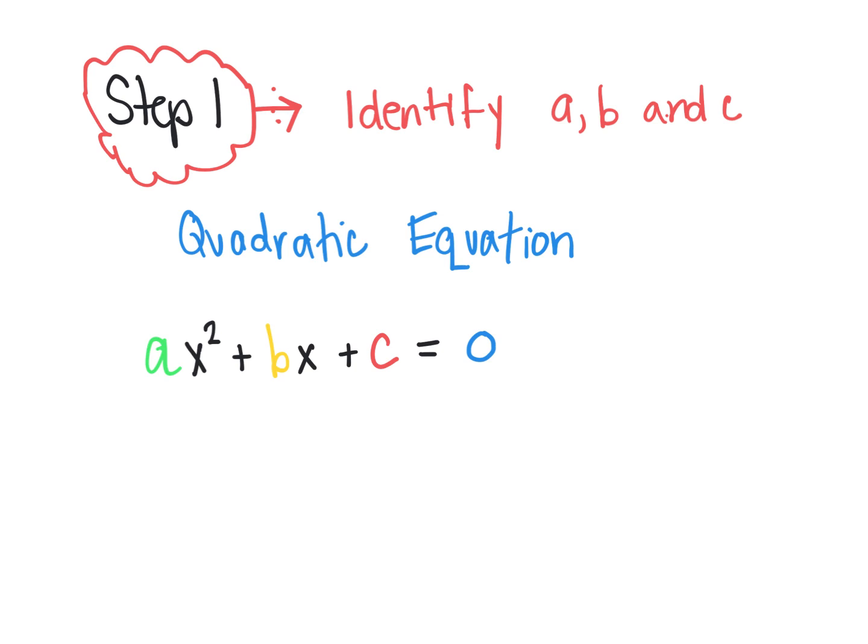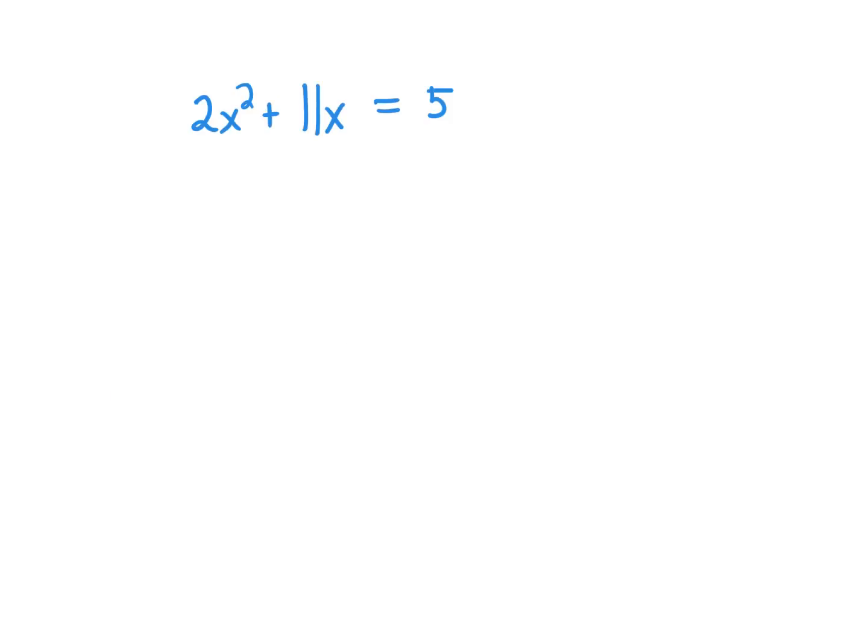So let's look at an example of identifying A, B, and C. You can now see that we have it in this format right here, and we are ready to identify our A, our B, and our C. So our example is 2x squared plus 11x equals 5. The first thing that I notice is this is equal to 5, and I need that equal to 0. And so I'm going to have to move the 5 to the other side.